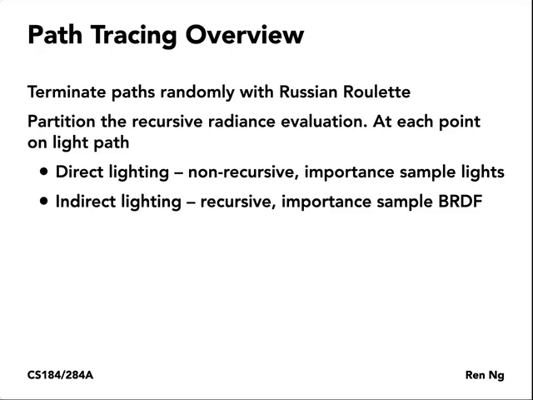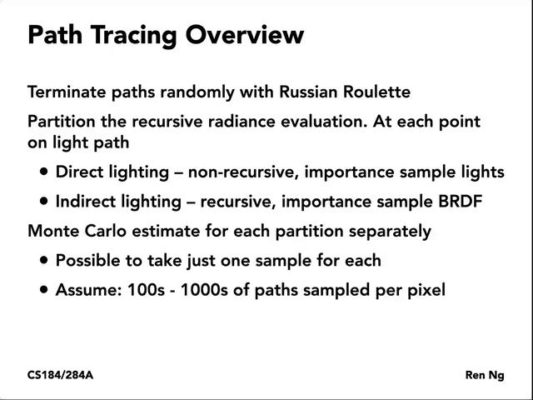This is going to be non-recursive, and we're going to use importance sampling over the lights, as we saw in the Monte Carlo lecture, in order to do low noise estimates of that contribution for that portion of the ray path. The second partition is what we call indirect lighting. This is the recursive part. We're going to recursively keep tracing the ray and make it longer and longer. And when we do that, we're going to importance sample the BRDF, the reflection function. That is, we're going to try to choose rays of light randomly in the direction where the reflection function is bright, where a lot of light is reflecting into the paths that we care about.